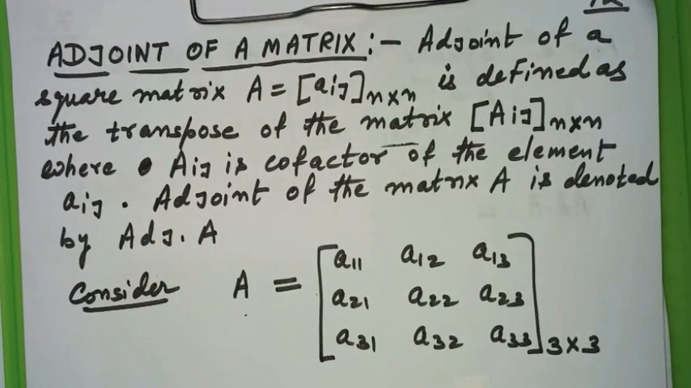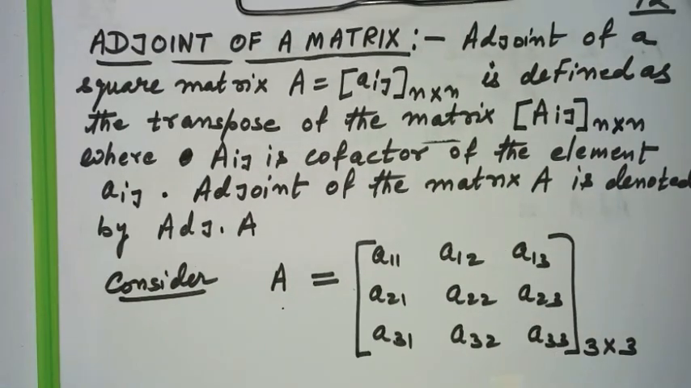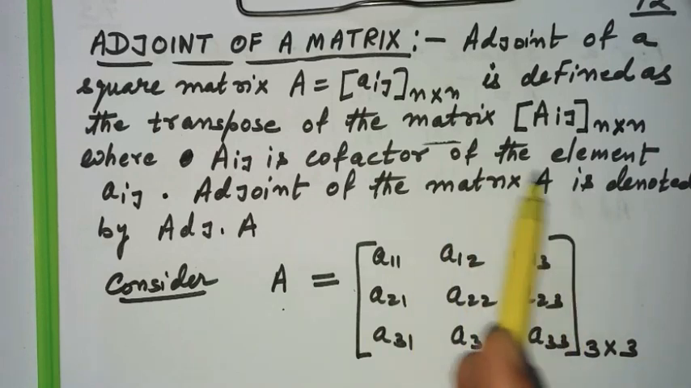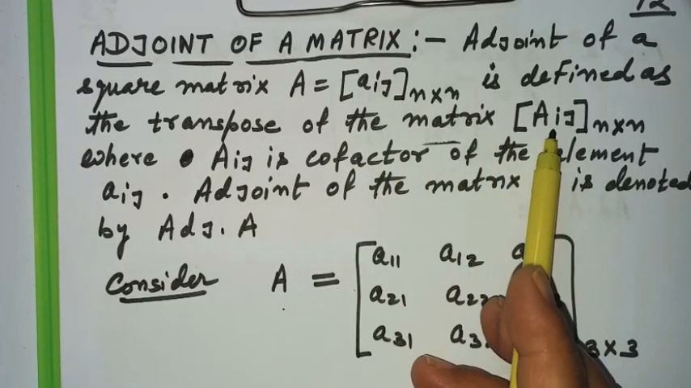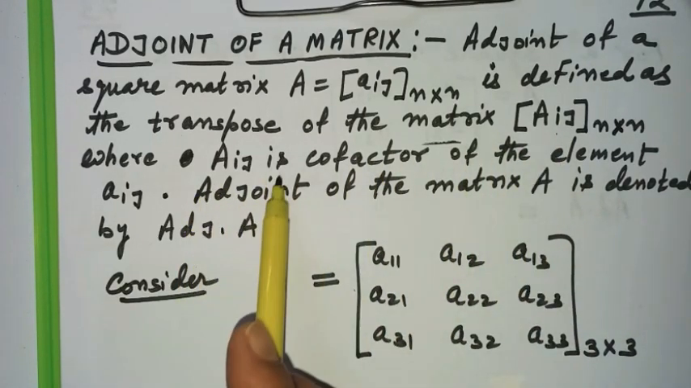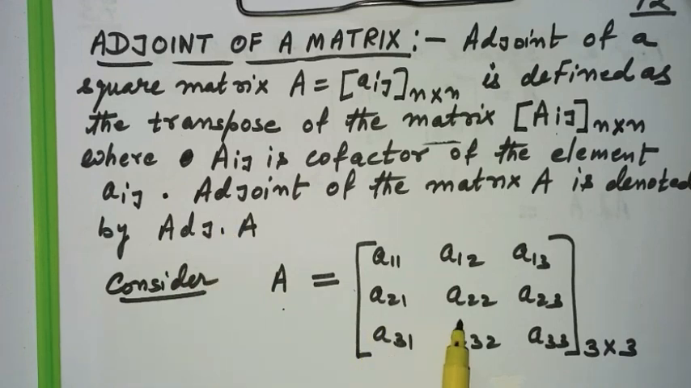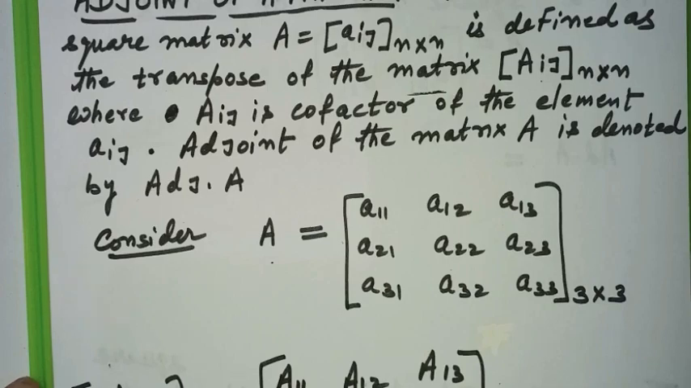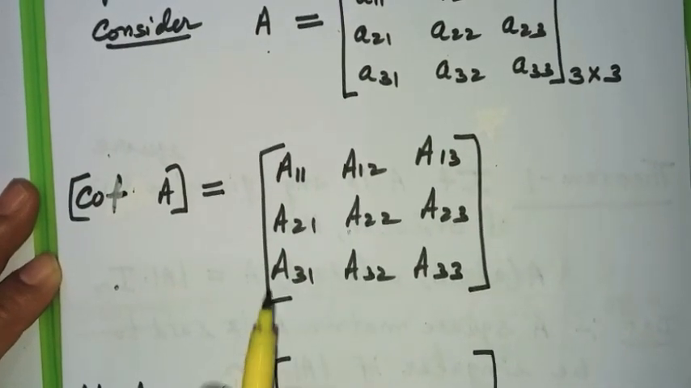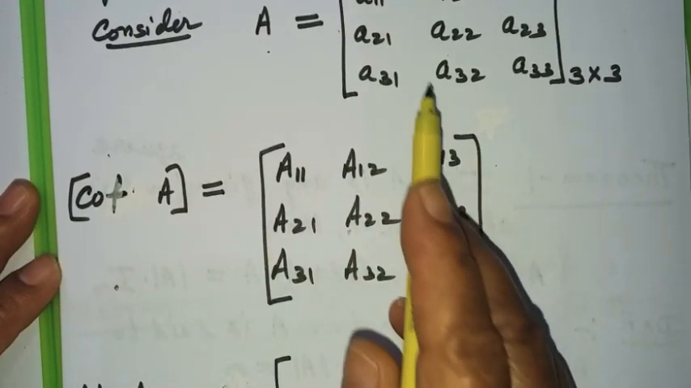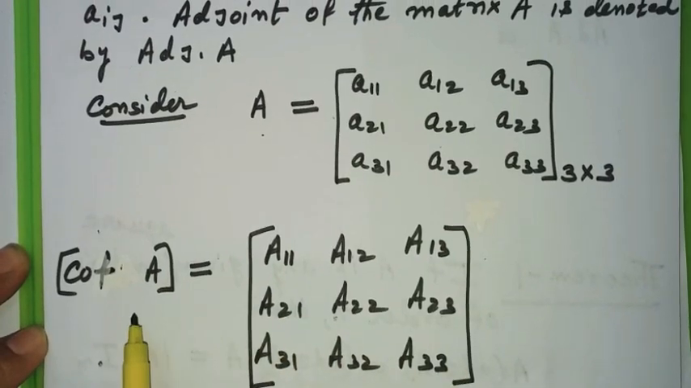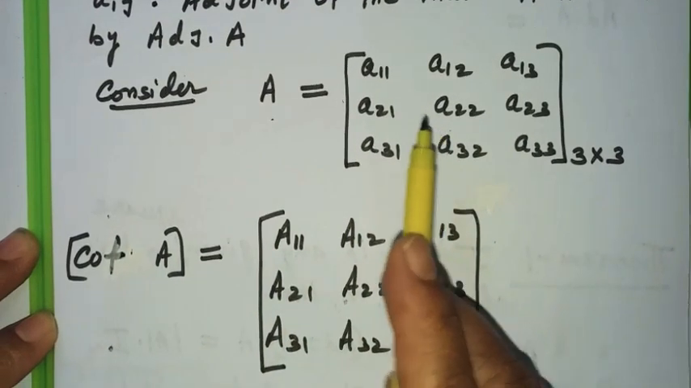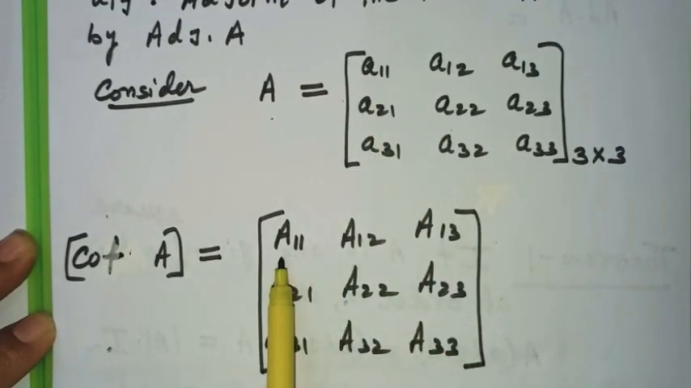The adjoint of a square matrix A is the transpose of the cofactor matrix Aij. That means if we have a matrix A which is a 3 by 3 square matrix, we obtain the cofactor matrix of the given matrix. How do we obtain the cofactor matrix? We replace every element by its cofactor.